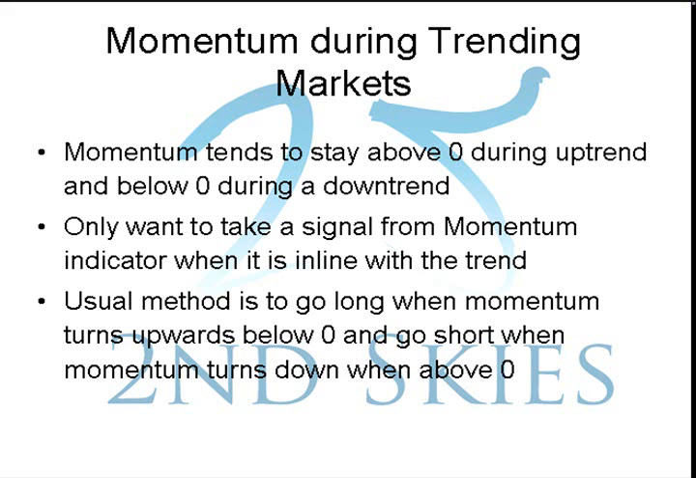The usual method, the most basic method, is to go long when momentum turns upwards below zero at least about a 30-degree angle, hopefully a 45-degree angle, or to go short when the momentum turns downward above zero and it's turning at least a 30-degree down angle or a 45-degree down angle.